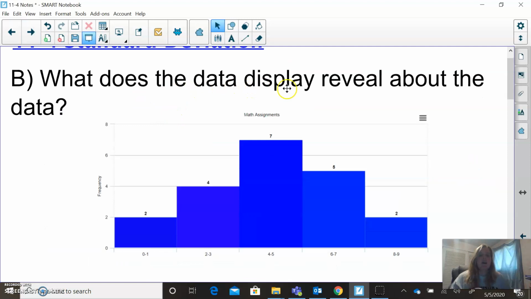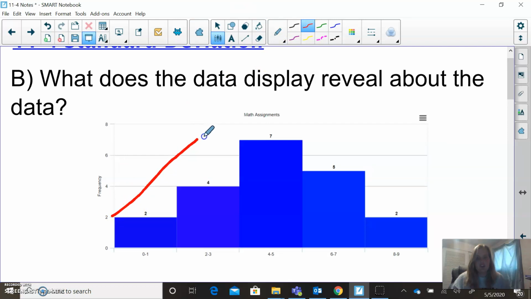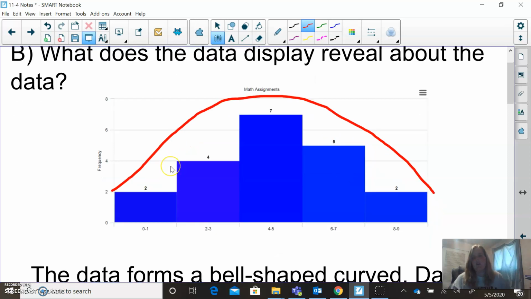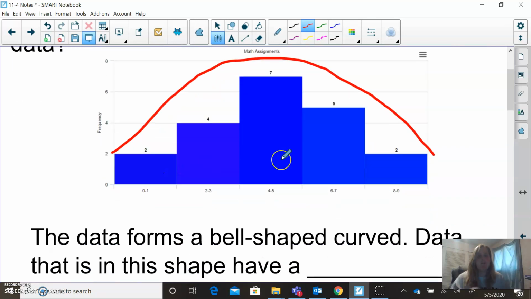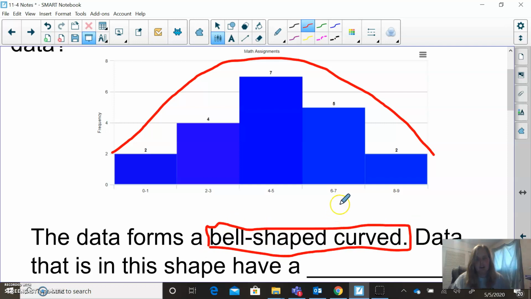So, what does the data display reveal about the data? Now, I want you to see this shape, okay? This shape here, and I'm going to do it in a different color. The shape of the graph, okay? The data forms a bell-shaped curve. I want to emphasize this data forms a bell-shaped curve. That is important in one of the questions in your questionnaire.